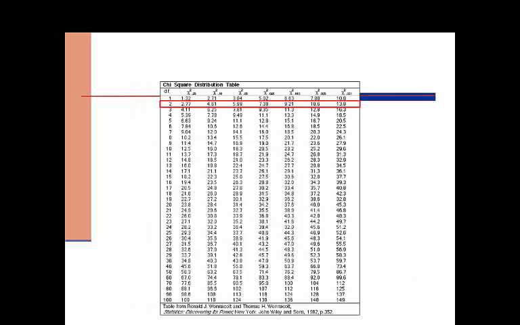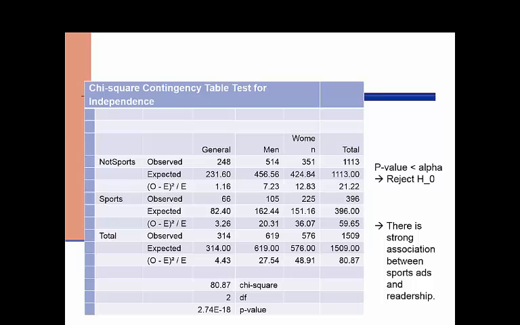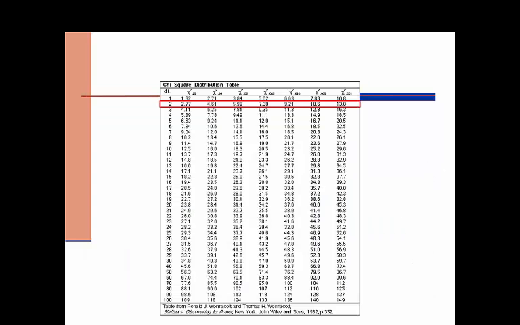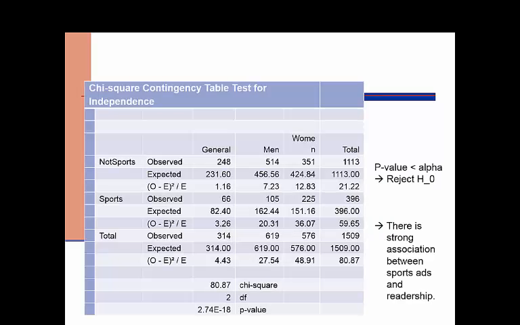Okay. You can use the table also if you like, or else Minitab is much quicker, and you got yourself the p-value of about 2.7 times 10 to the negative 18, so 0. Therefore, reject the null hypothesis, there is a strong association between sports and readership.